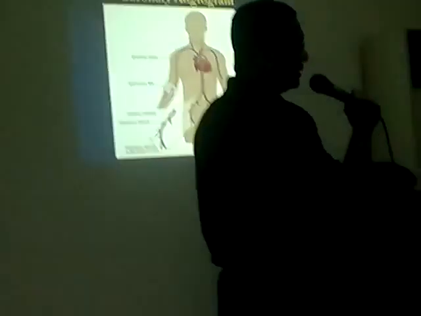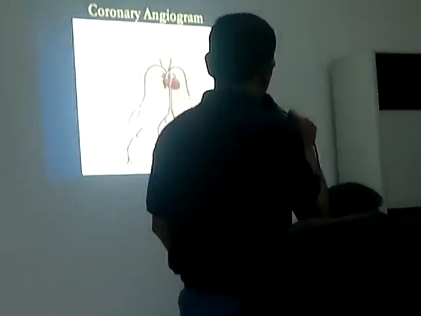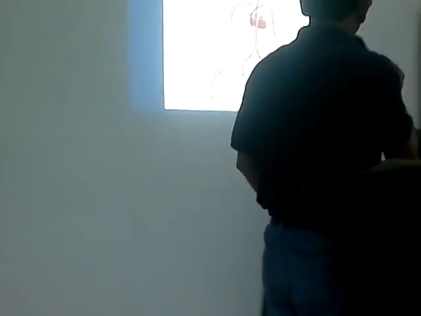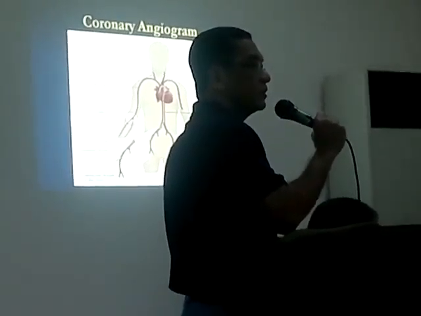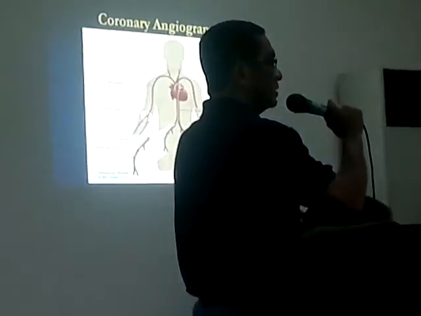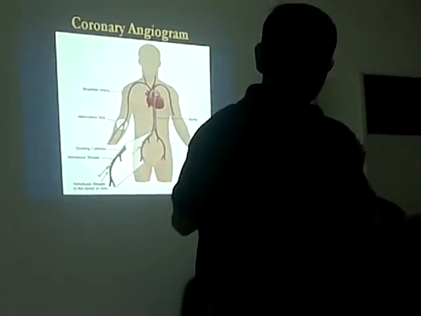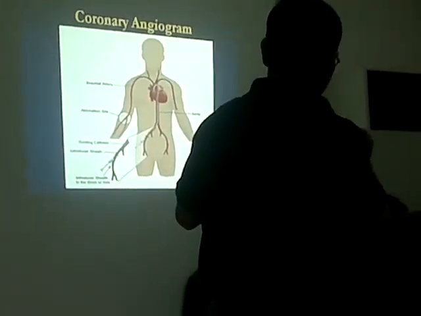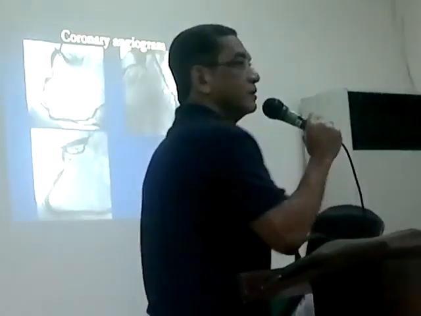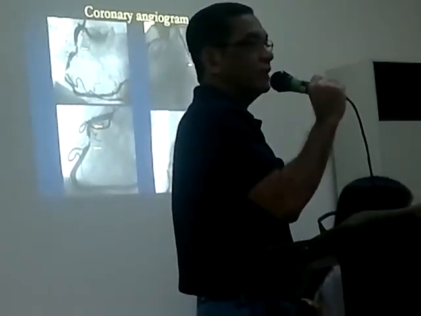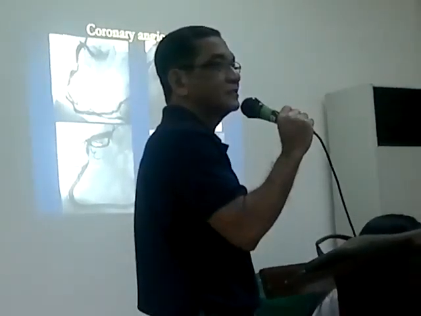The definitive diagnosis of coronary artery disease is through the use of coronary angiogram, wherein a catheter is inserted into the femoral artery, the groin, or the brachial artery, the arm, and a dye is injected into the catheter. So that way, the coronary arteries are visualized. So you can see the blockade as indicated by these arrows here.